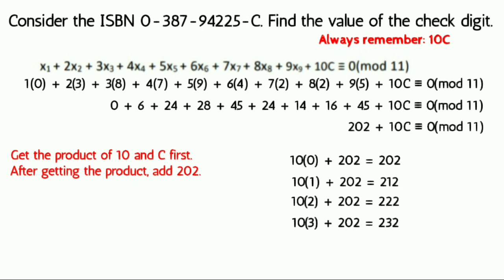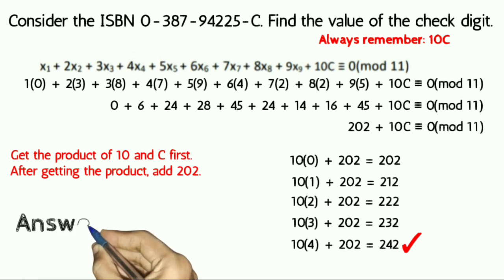Let's try 4. 10 times 4 is 40 plus 202. That will become 242. 242 is divisible by 11. 242 divided by 11 is 22. Therefore, the correct answer or our check digit is 4.